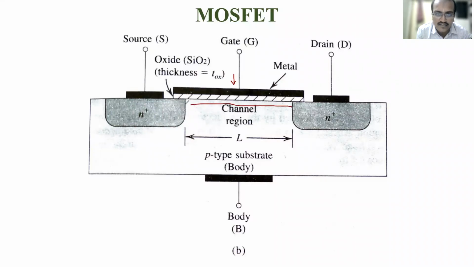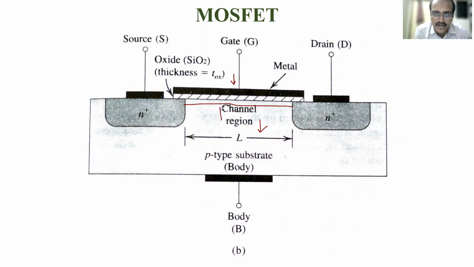So there is a channel formation, and it is nothing but the n plus electrons diffused here. Whatever p-type holes are there are pushed downwards. All these operations we have known. Because of that, there is a virtual channel. Physically there is no channel, but virtually a channel is formed, and it is called an N channel. That's why it is called an N channel MOSFET.